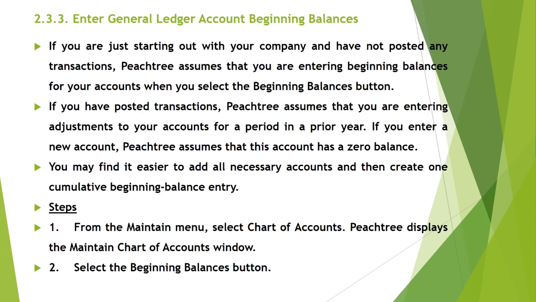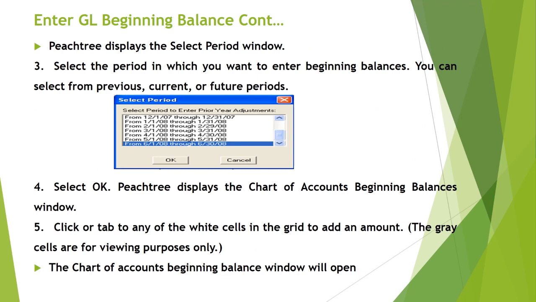4. Enter general ledger account beginning balances. If you are just starting out with your company and have not posted any transactions, Peachtree assumes that you are entering beginning balances for your accounts when you select the Beginning Balances button. If you have posted transactions, Peachtree assumes that you are entering adjustments to your accounts for a period in a prior year. If you enter a new account, Peachtree assumes that this account has a zero balance. You may find it easier to add all necessary accounts and then create one cumulative beginning balance entry.